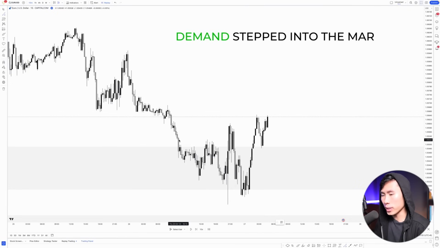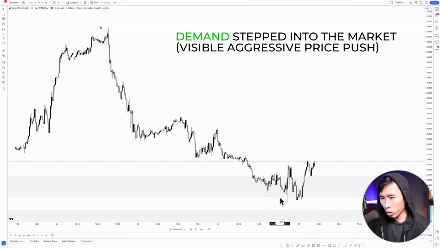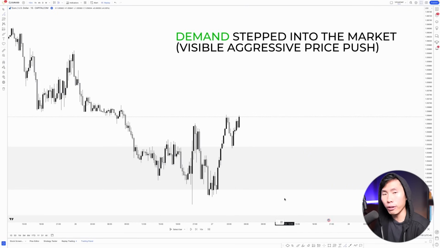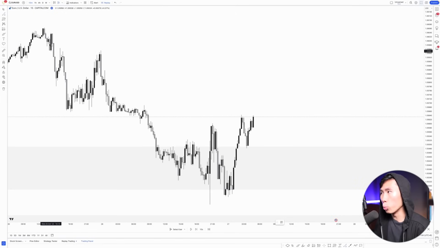So over here, price has already mitigated this demand zone, right? And that is when we are looking for our market shift. Now, how do we know the market shift has happened? We just continue to map out the internal structure, the lower time frame structure.